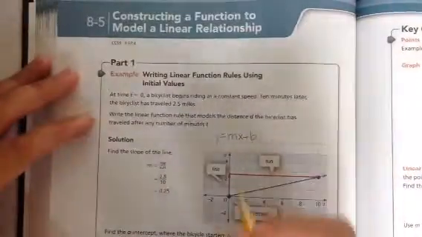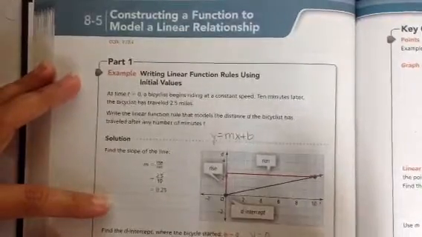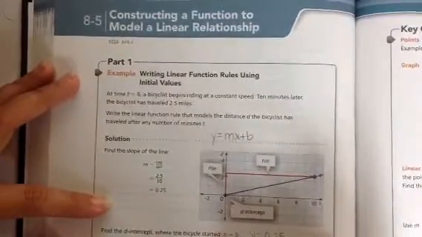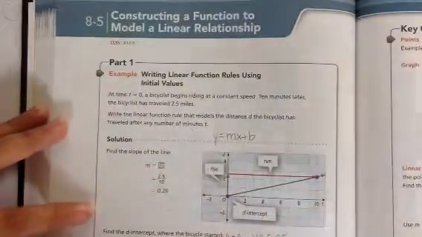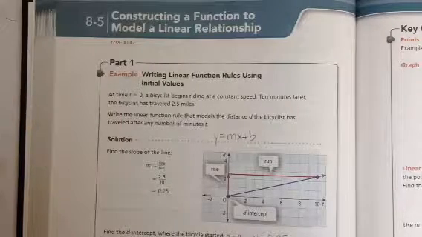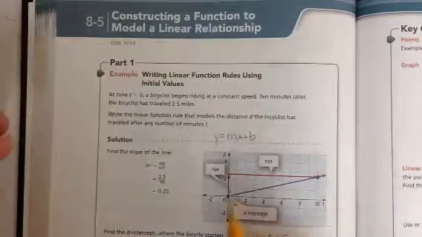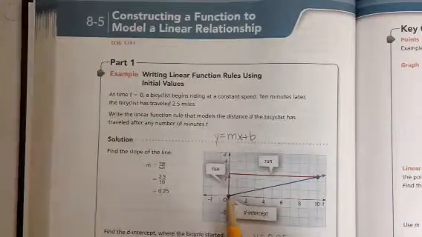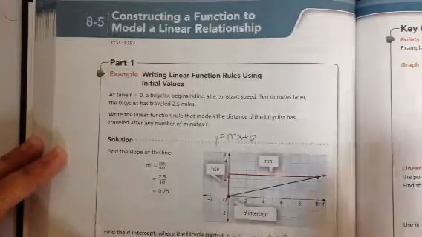Alright, so we know that the slope is 0.25. So the first part of our function is going to be y is equal to 0.25x plus. Now we've got to figure out what the y-intercept was. Well, where did the bicyclist start? He started at 0. He had not traveled any distance when he started. So the y-intercept is 0.